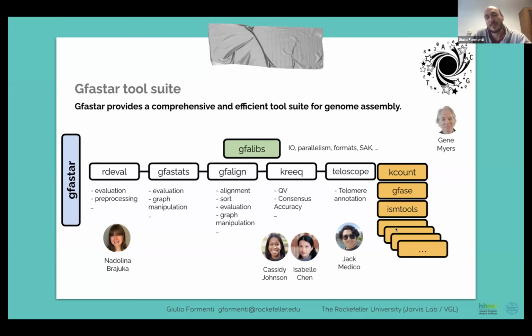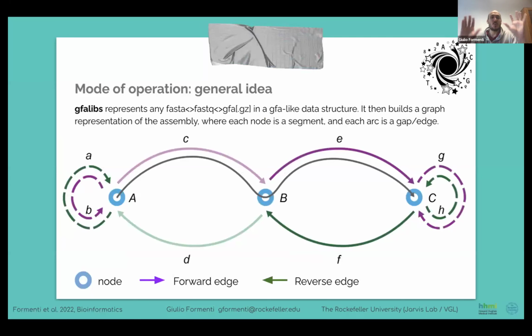So we have a number of them in progress that are, let's say, less stable. So for instance, K-count is a general k-mer counter. This is to evaluate Hi-C reads. This is to find patterns in the genome. So just to give you the general idea. We're primarily interested in assembly graphs, and GFA is a popular format for that. That names, like I said, the tool suite.